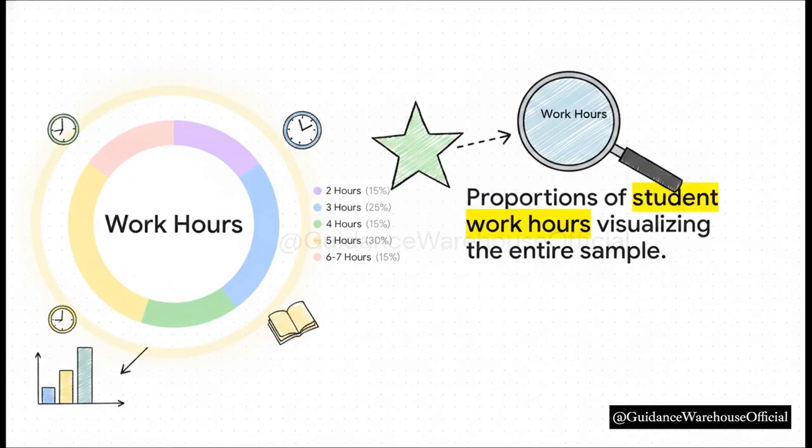And this brilliantly illustrates exactly why we calculate relative frequencies in the first place. Once you have proportions, you can instantly visualize the true distribution of your data. A quick glance here shows us that the 30% slice, which represents students working 5 hours a day, is by far our largest group. Sometimes raw numbers can completely hide that reality, but relative frequency makes it incredibly obvious.